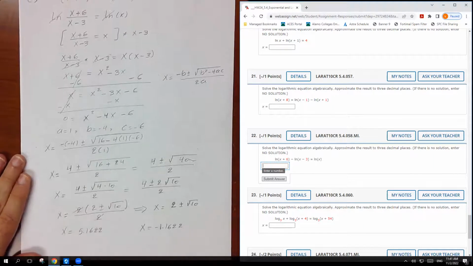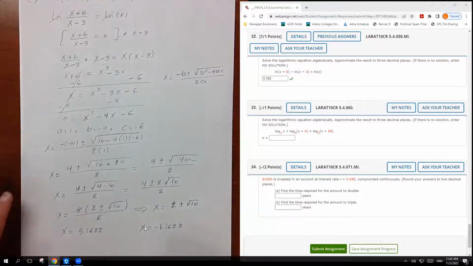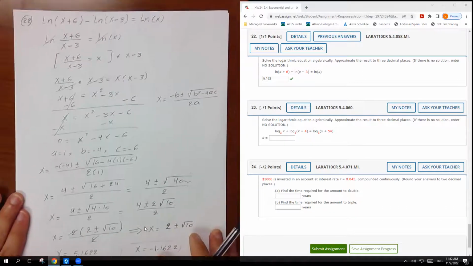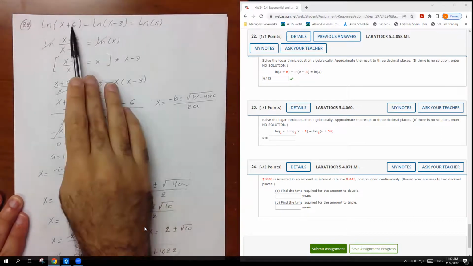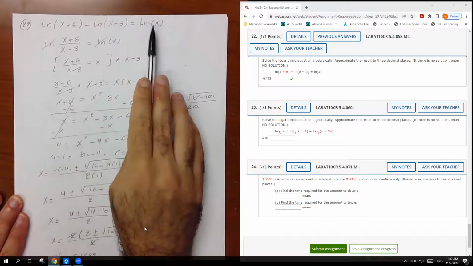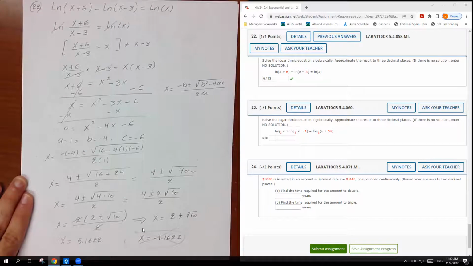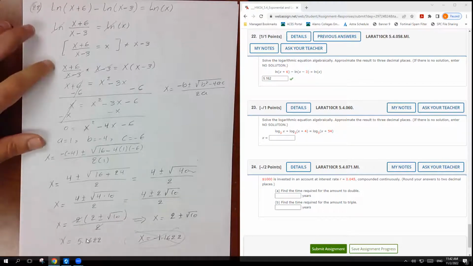That's the solution for example 22. Here's one thing, we can't take the negative, because if you plug in a negative number in the ln x, ln of a negative number is going to be undefined. That's why we're going to cancel this one. The solution is going to be only 5.62, because we're going to round to 3 decimal places. This is example 22.